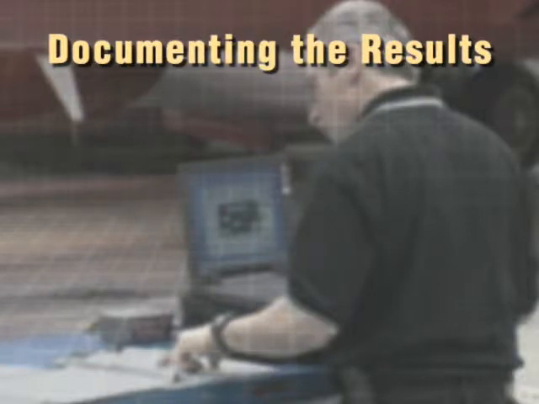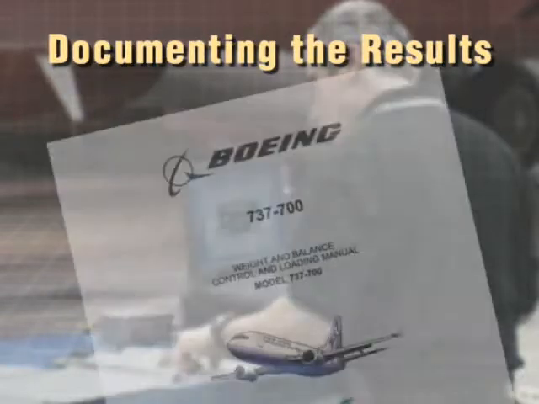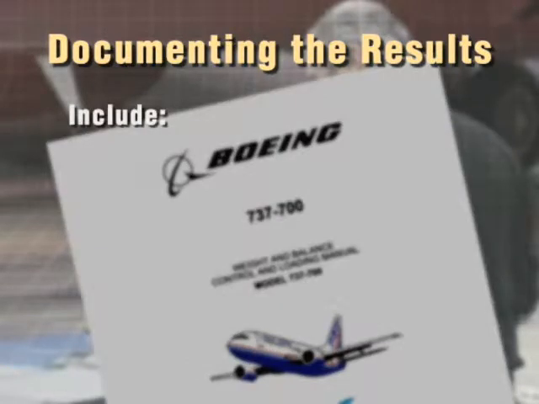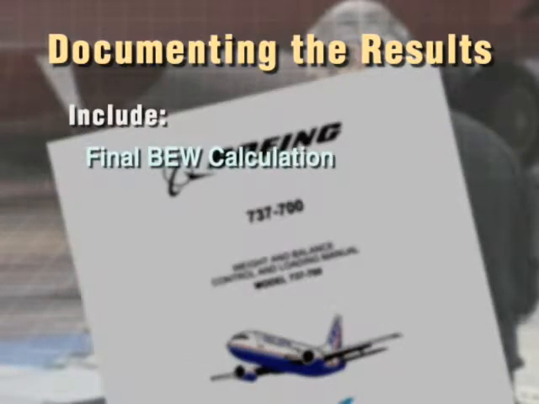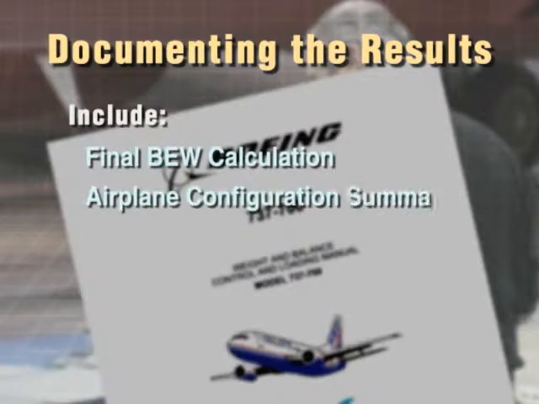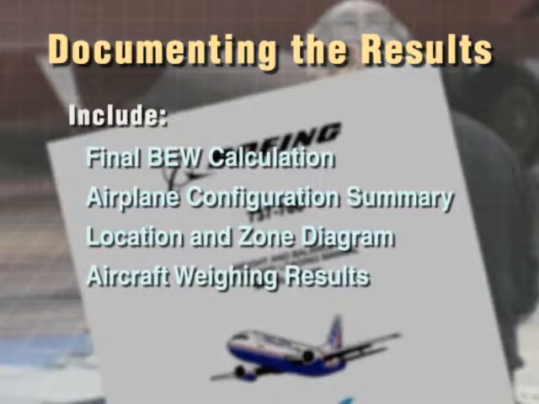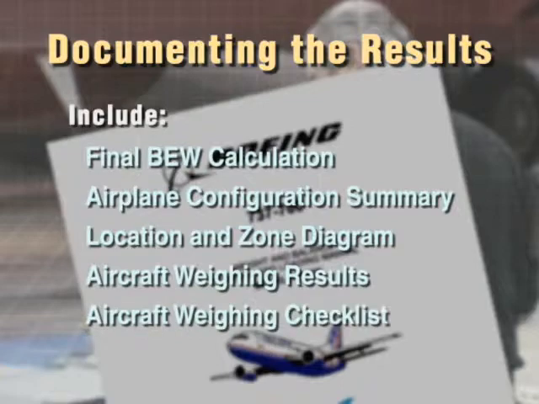The final step is to carefully document the results. This documentation could be similar to the Boeing-created Weight and Balance Manual Chapter 2 documentation mentioned earlier. Boeing recommends that an airline's documentation include final BEW calculation, airplane configuration summary, location and zone diagram for organizing of the inventory list, aircraft weighing results, aircraft weighing checklist.